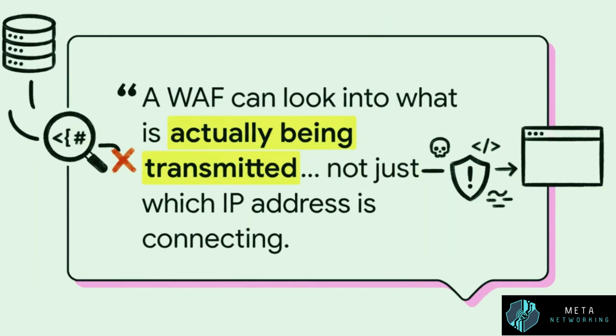So here's the bottom line. A network firewall knows who is connecting, but it has absolutely no idea what they're actually saying. A WAF, because it's right there listening to the conversation, can inspect the real content of the HTTP requests. It can spot that malicious SQL code we saw earlier and block it before it ever reaches the application.